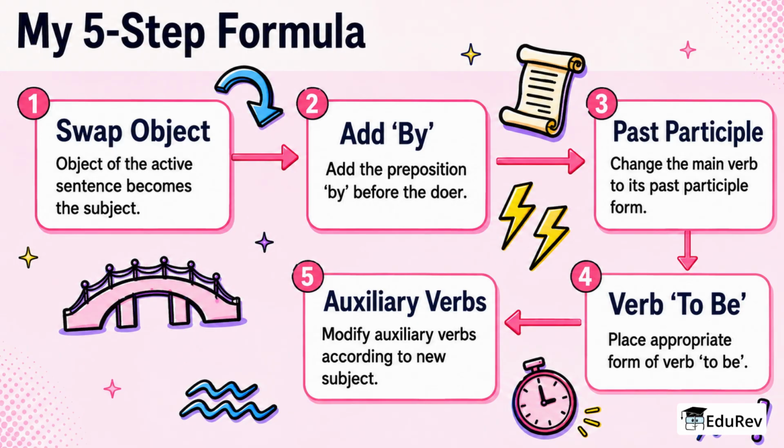Now, I gotta tell you, steps 3 and 4 are my absolute secret weapons. Whenever I see a to be verb paired up with a past participle, I immediately know I'm looking at the passive voice. It's a dead giveaway.